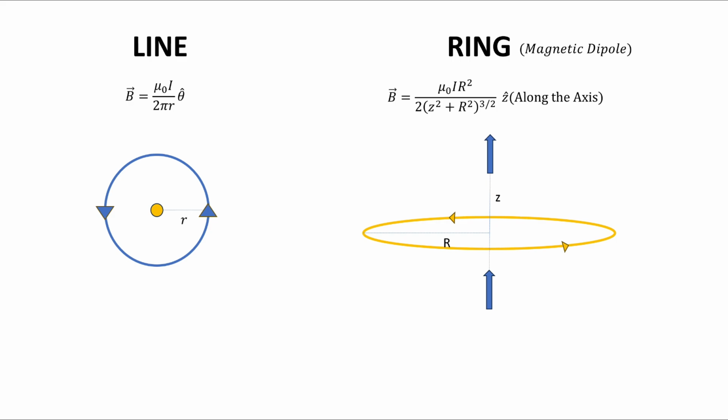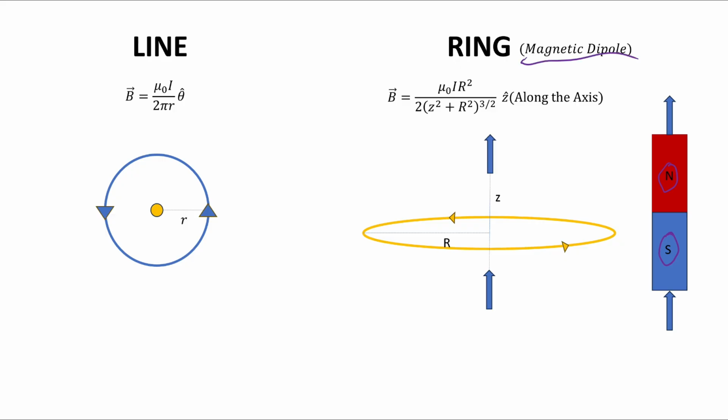For a line, they go in circles. For a ring, above the loop, it goes up. Below the loop, it goes down. And this should remind you of a bar magnet. A bar magnet is a north pole and a south pole. And so for that reason, we call a ring a magnetic dipole.